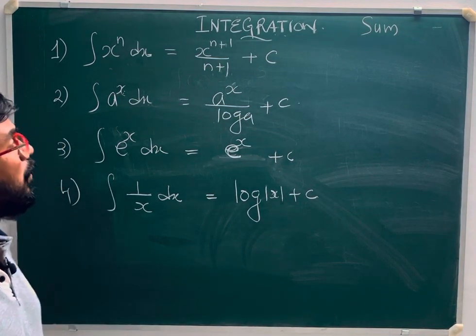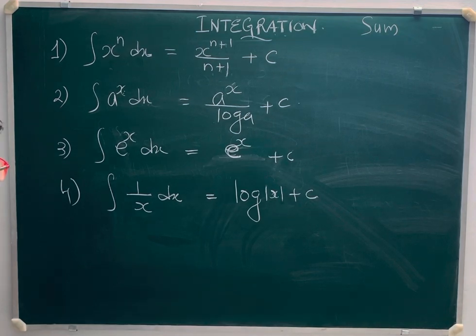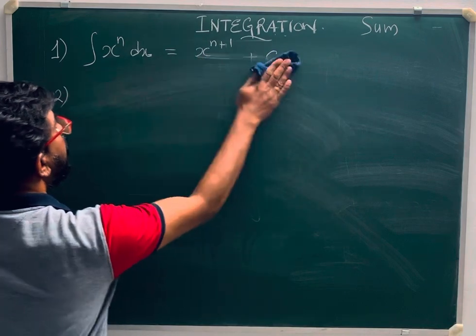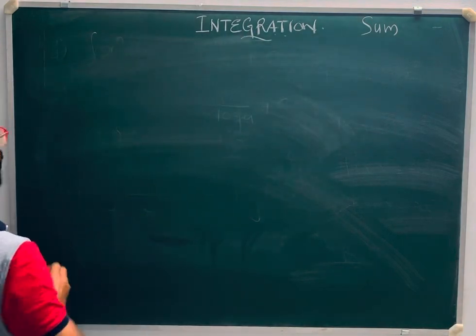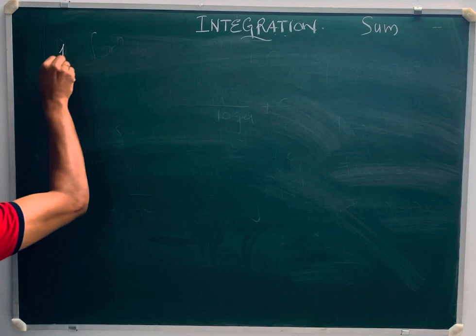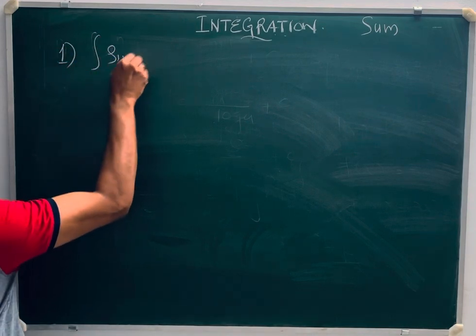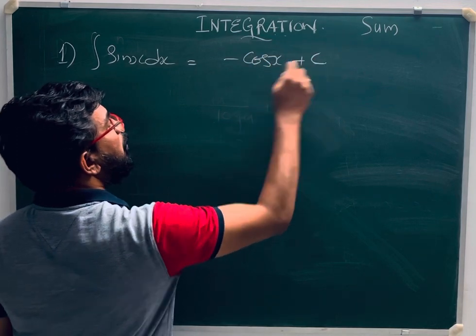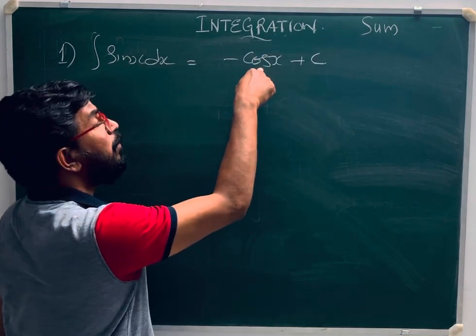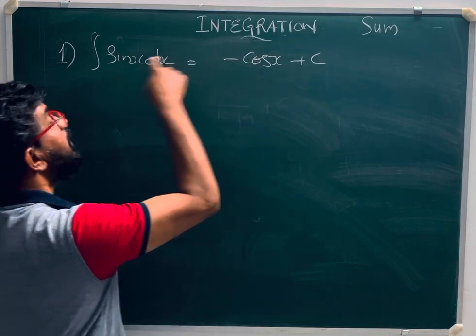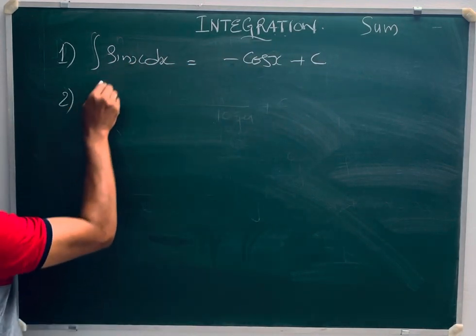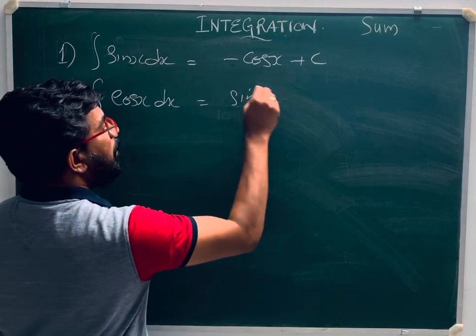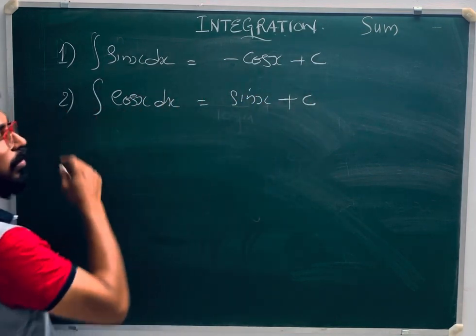Now I should tell you the remaining 10 formulas are going to be our trigonometric formulas. Trigonometry, the first one, let us start with number 1. Integral sin x dx. That will be minus cos x plus c. Because the reason is cos x, if you differentiate, you will get a minus sin x. With this minus, it will become plus sin x. Second one, integral cos x dx, which will be sin x plus c. Sin x differentiation is cos x.